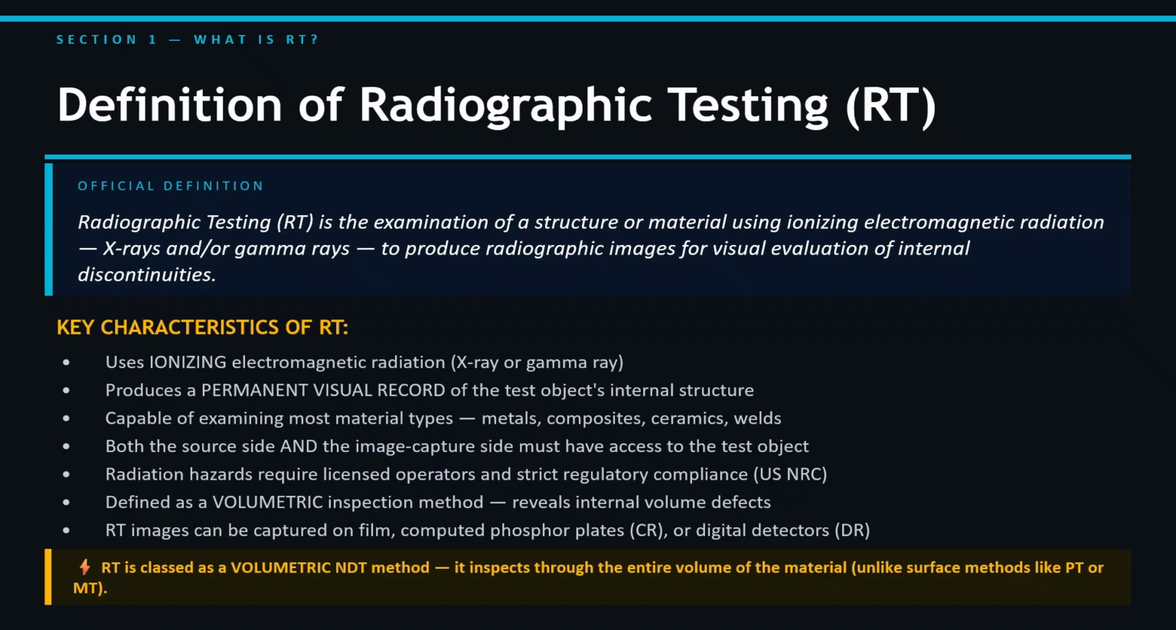There is another important characteristic: radiography produces a record. Traditionally that record was film. Today it may also be a digital image from CR or DR. However, radiography has an important physical requirement. In conventional transmission radiography, the radiation source must be on one side of the component and the image receptor on the opposite side. That geometry is fundamental to the method.